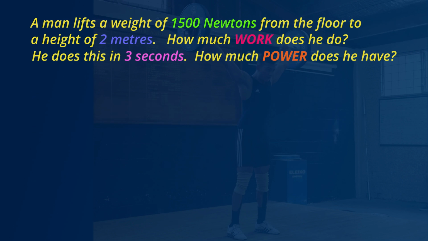In this first example, let's calculate the work and the power of this weightlifter. A man lifts a weight of 1,500 newtons. That's about 150 kilograms. From the floor to a height of 2 metres. How much work does he do? He does this lift in 3 seconds, so how much power does he have?